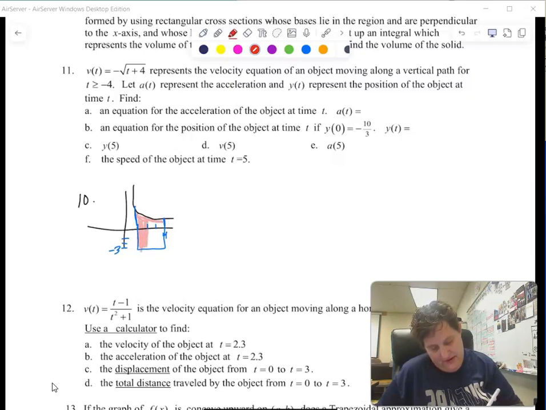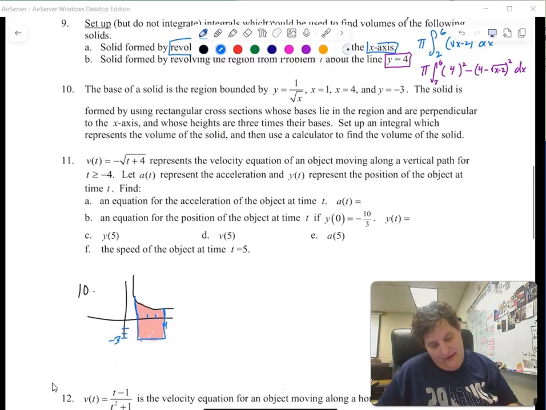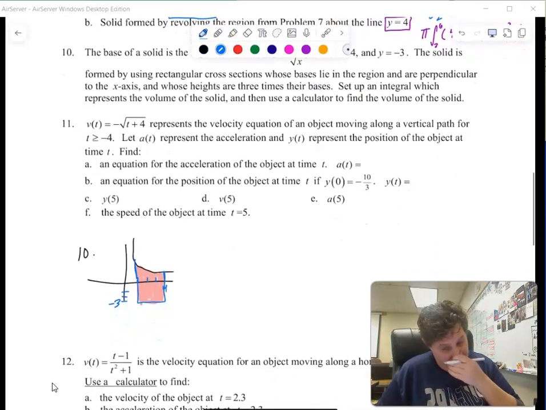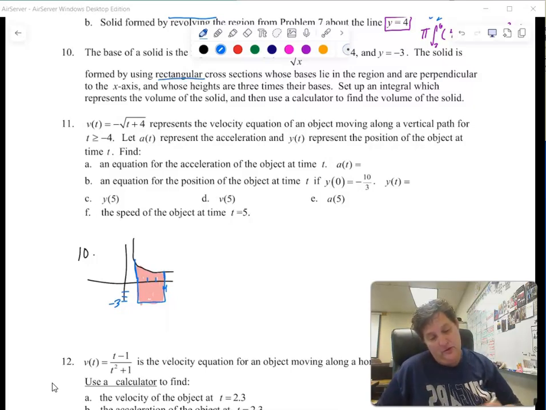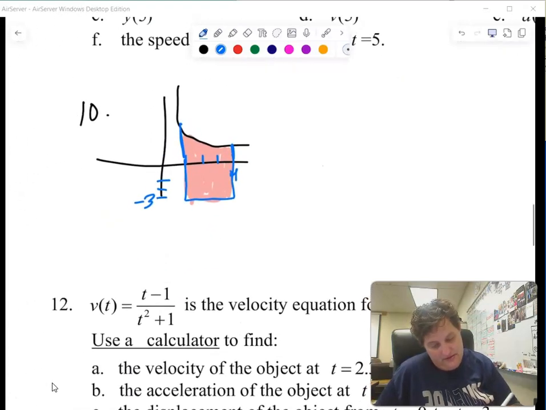Okay, so this is the base of my solid. The solid is formed by using rectangular cross sections whose bases lie in the region and are perpendicular to the x-axis. So we're going this way and it'll be a dx. The heights are 3 times the base. Check it out, you guys, the base.